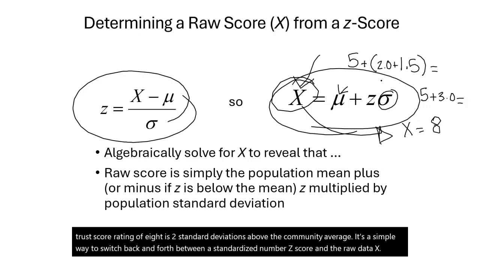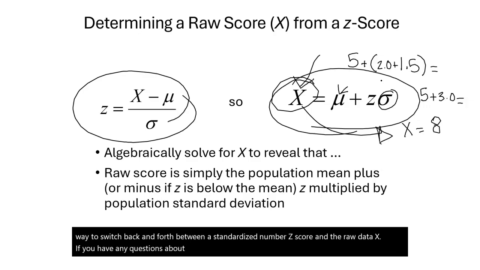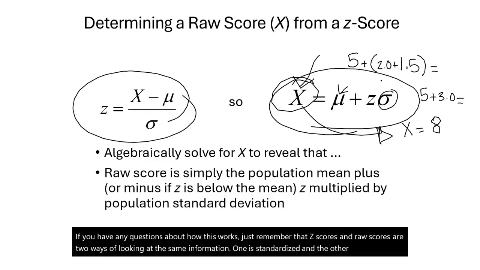If you have any questions about how this works, just remember that z-scores and raw scores are two ways of looking at the same information. One is standardized and the other one is in the original form.